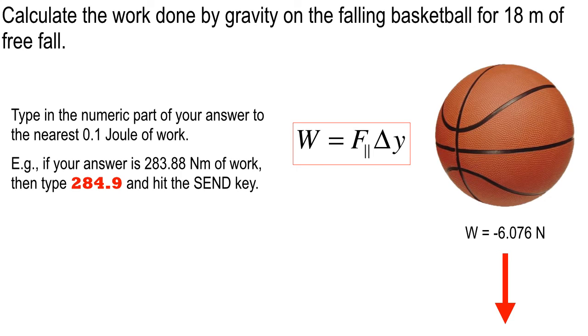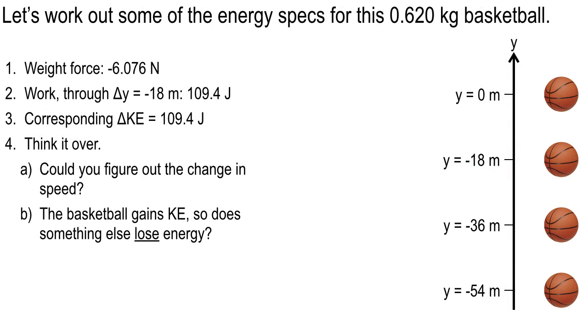Anyway, 109.4 is correct on this one. So let's go through our spec sheet again and check off what we got. We have a weight force, negative 6.076. Check. We have the work for an 18-meter drop, 109.4, to the nearest tenth of a joule. And it's dropping, so it's gaining speed.